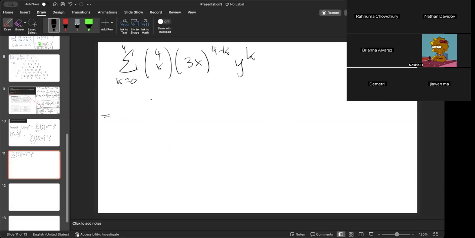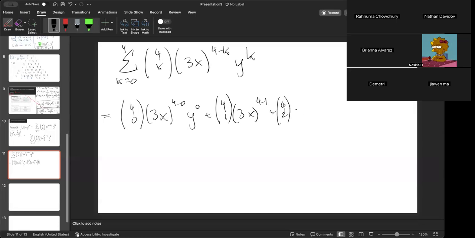Okay, so I'm just going to go through this summation. That tells me that this is 4 choose 0, 3x to the 4 minus 0, y to the 0, plus 4 choose 1, 3x to the 4 minus 1. And then you just keep going like that. Oops, I forgot the y. Y to the 1. Negative y. Yeah, thank you. Negative y. Very good.